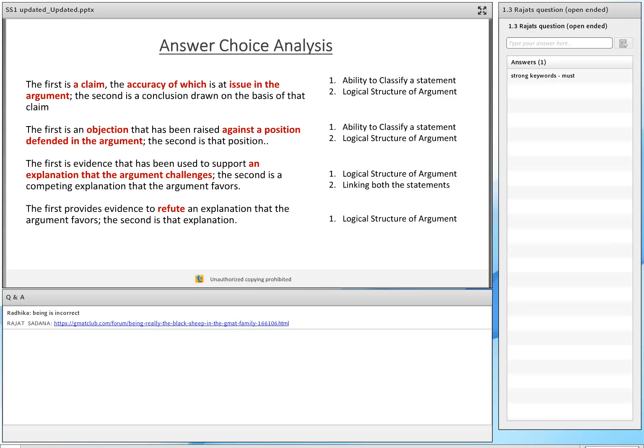Strong keywords like must. People will tell you that essentially must is never correct. I can show at least 7 official questions on which must is correct. Again, when you're looking at critical reasoning or reading comprehension, the test is evaluating your ability. It's not figuring out how well you know the stats on incorrect answer choices. No, that's not the purpose of the test. So when you say strong keywords such as must or all these are always incorrect, you are doing yourself a disservice.